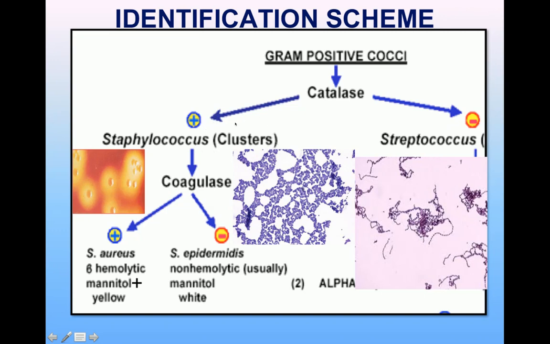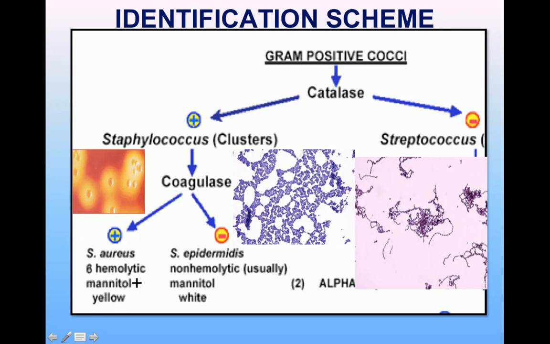So coming back to staphylococci, which are catalase positive and present in clusters, they have further been differentiated into 32 different types or species on the basis of the coagulase test. If staphylococci are coagulase positive, they are Staph aureus, and if they are coagulase negative, they are coagulase negative staph, which could be epidermidis or saprophyticus, etc. Aureus and the coagulase negative staph have further been differentiated on the basis of beta hemolysis, mannitol fermentation test, and the yellow colored colonies which are produced by Staph aureus.